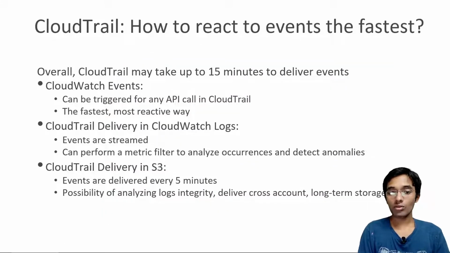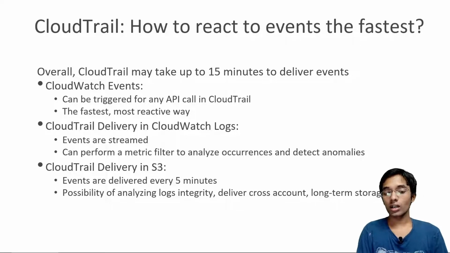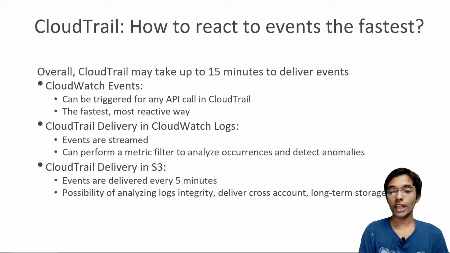we have CloudTrail, but how can we react to events happening in CloudTrail in the fastest manner? So overall, CloudTrail takes up to 15 minutes to deliver your events. So you need to know that. But anyway, we have CloudWatch Events, and CloudWatch Events can be triggered for any API call happening in CloudTrail. You can set it up, and it's going to be the fastest, most reactive way.